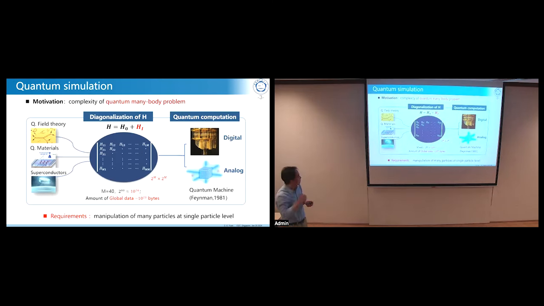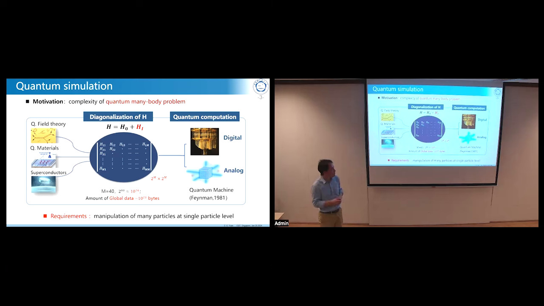Normally for a strongly correlated many-body system, for example in quantum field theory or some sort of quantum material, condensed matter physics, for superconductors, we have a Hamiltonian. There, if the correlation is strong enough, the perturbation term cannot be neglected anymore. So you have to solve the Hamiltonian, the diagonalization of such a Hamiltonian. For only 40 particles with two-level systems, the dimension of this Hamiltonian will be 2 to the 40, which means you have about 10 to the 12 dimensions.